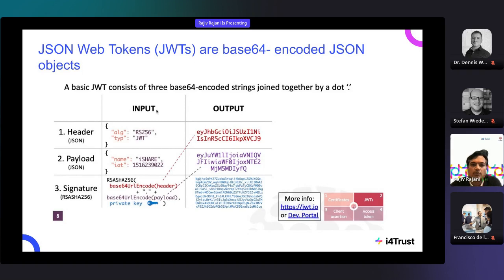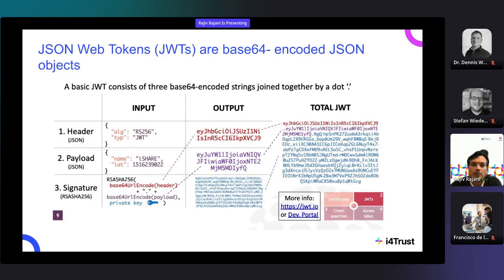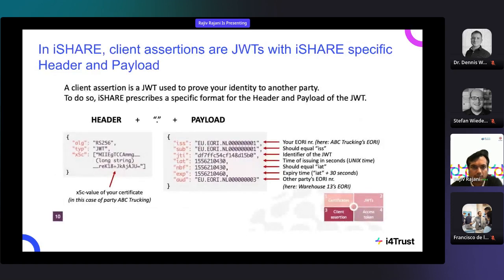So as you can see, what you input versus what you output on the right in this table. And when you combine those three different parts with a dot, that together represents a total JWT. So with this basic understanding of JWT, we will introduce you to the concept of what we call client assertions. A client assertion in iShare is essentially a JWT for which we have specified how that JWT should look like, right? A client assertion is usually an identity claim token. Basically, I, as a consumer, will generate my own client assertion with the claims about my identity, and I will sign it and send it to the service provider to identify myself. That is, in essence, what we call client assertion in iShare.